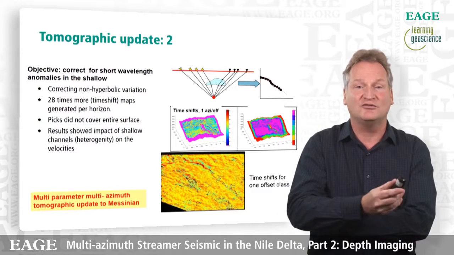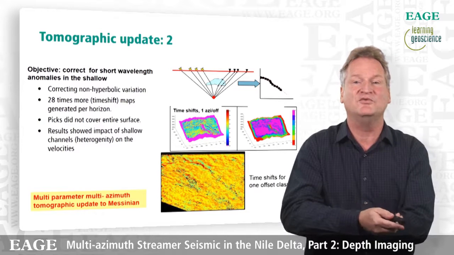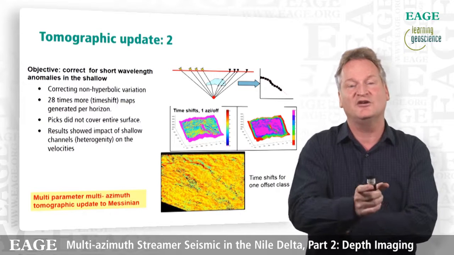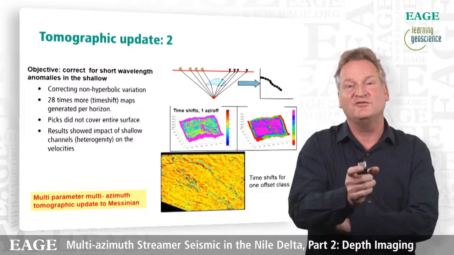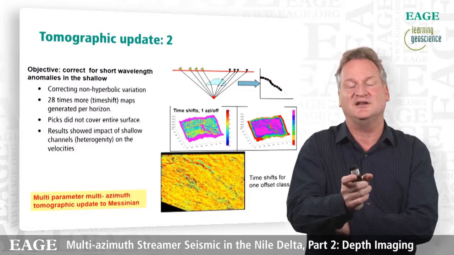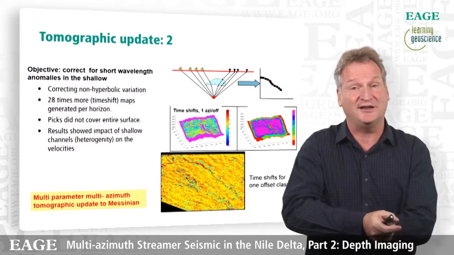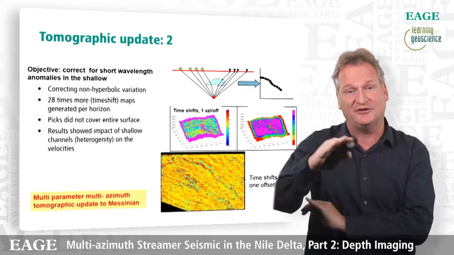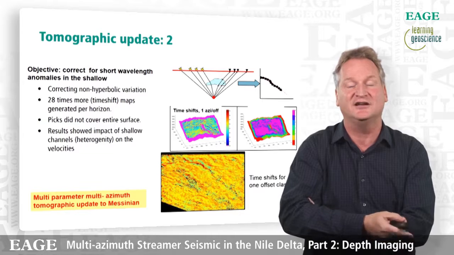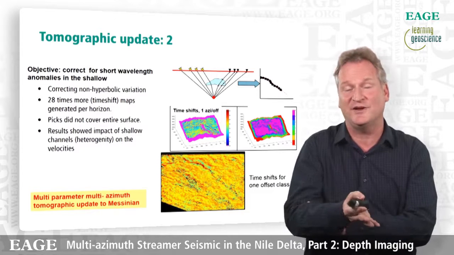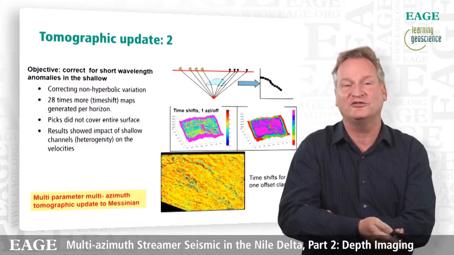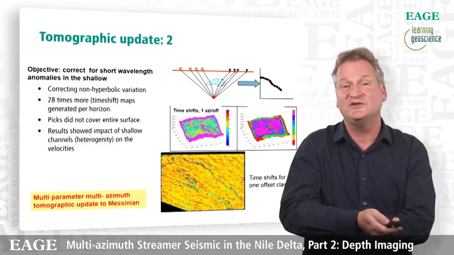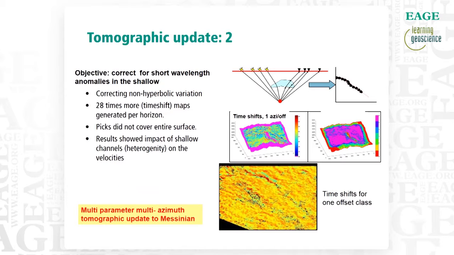Now the reason why we go for this non-hyperbolic move out is because the smaller scale anomalies don't fit within the effective wavelength of the spread, which means that you don't get just hyperbolic move out, but you really need to start picking the events and the subtleties in there to be able to map that information back and put these small scale anomalies in. So what we see here at the bottom right hand is a time shift for a single offset class.